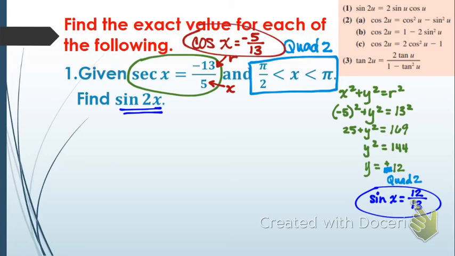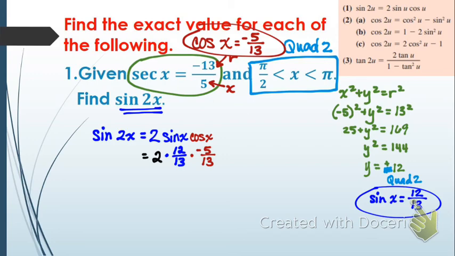What is the formula that I need to use for sine of 2x? First one. So this is going to be 2 sine x cosine x. So 2 times sine of x, which is 12 over 13, times cosine of x, which was negative 5 over 13, sine of 2x would come out to be, will I have a fraction? Yep. What's the denominator? 169, because I'm multiplying those two 13s together. Will it be a positive fraction or a negative fraction? Negative. 120.